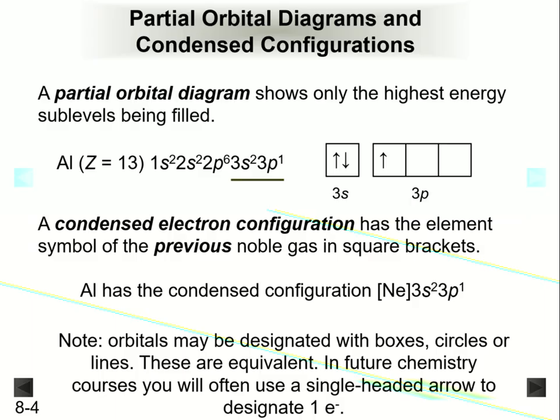So now, just to reiterate, orbitals can be designated with boxes, circles, or lines. These are all equivalent. And one other note, in future chemistry courses, you're going to often see single-headed arrows to designate one electron. But Silverberg will use double-headed arrows for his electrons.